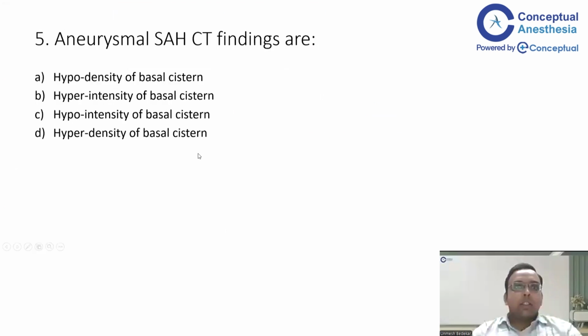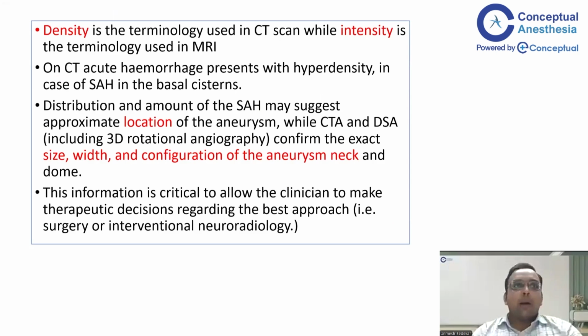So when we come to aneurysm and SAH findings, what are the CT scan findings that we see in a typical SAH patient? That is hyperdensity of the basal cisterns because of the blood clot. So density is a terminology that is used in CT scans, while intensity is an imaging-specific terminology used to describe MRI reports. So in acute hemorrhage on a CT scan, they present with hyperdensity in cases of subarachnoid hemorrhage in the basal cisterns.